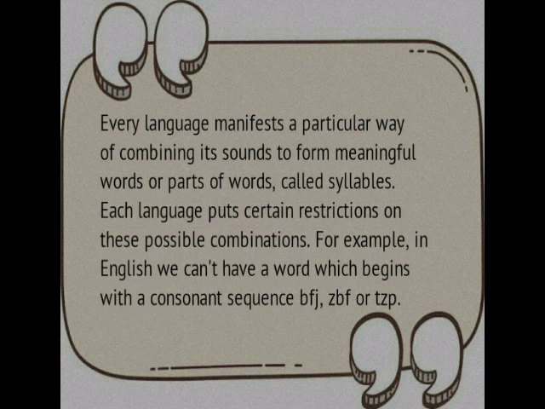Every language manifests a particular way of combining its sounds to form meaningful words or parts of words called syllables. Each language puts certain restrictions on this possible combination. For example, in English, we can't have a word which begins with a consonant sequence like b, f, j, s, b, f, or t, s, p.